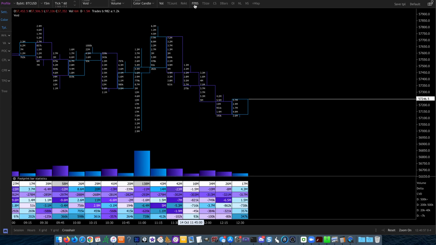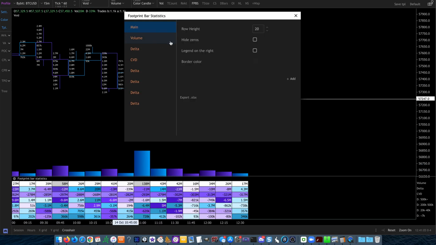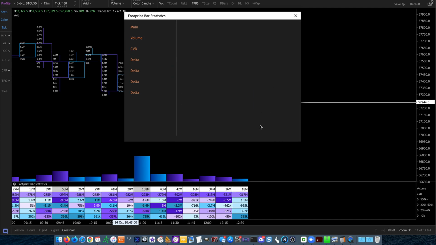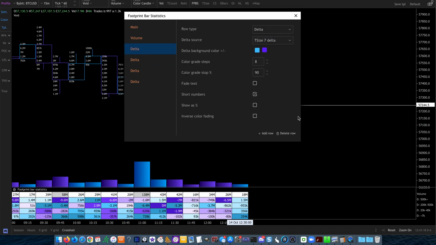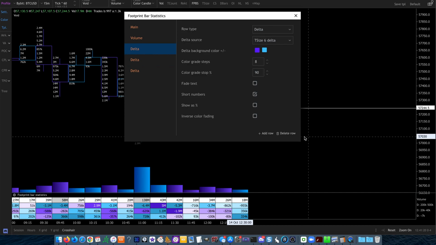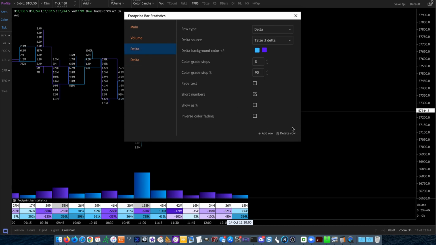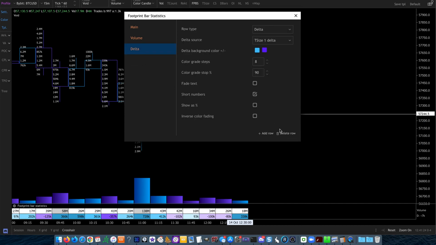Now, I'm sure you guys have probably seen before on the internet this type of footprint bar statistics on the bottom. I am going to remove a few things right now just for the sake of this example. I'm going to delete a few different things just so that we can talk about how to interpret this volume overall. Okay, I'm going to delete all that stuff.